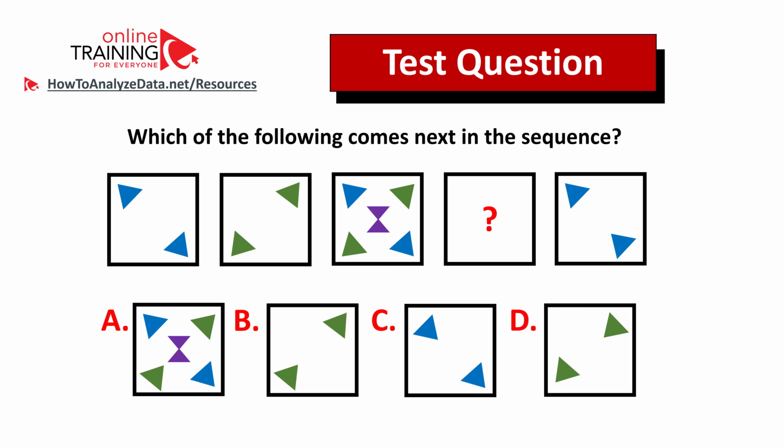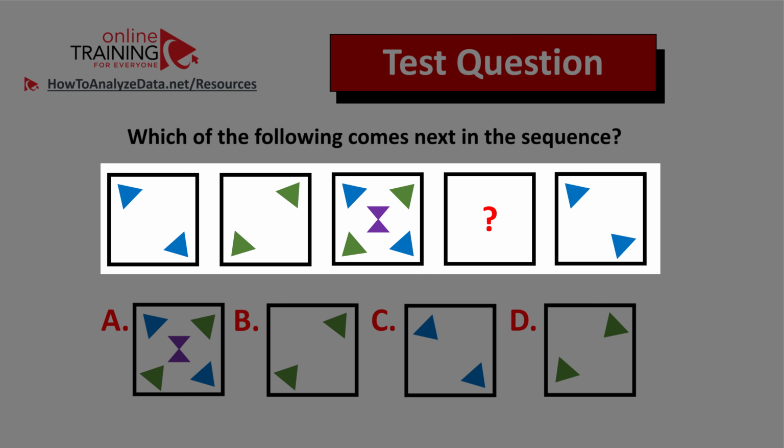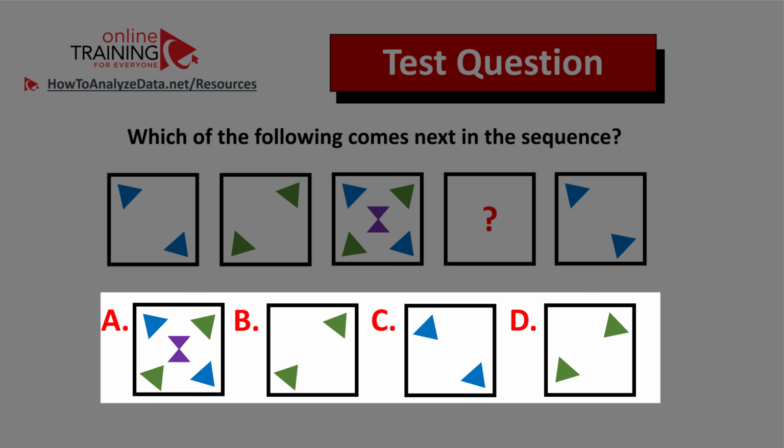Here's an interesting question which tests your knowledge of pattern recognition, logical reasoning, as well as analytical skills. Which of the following comes next in the sequence? You're presented with a sequence of 5 squares which have triangles inside. 1 square is missing triangles, and you would need to make a selection of which square is missing out of 4 possible choices. Choices A, B, C, and D.